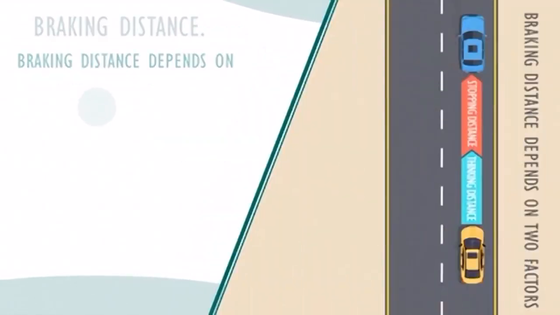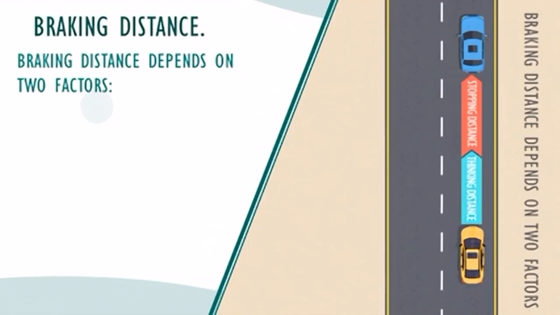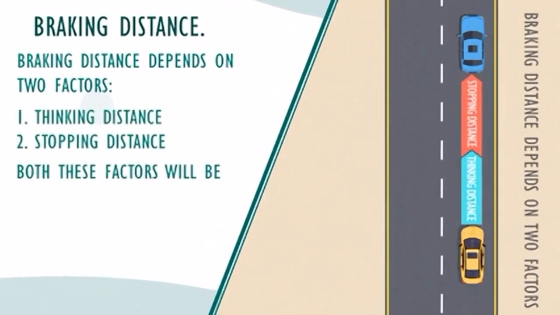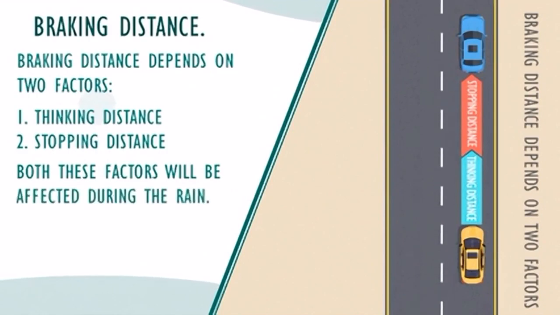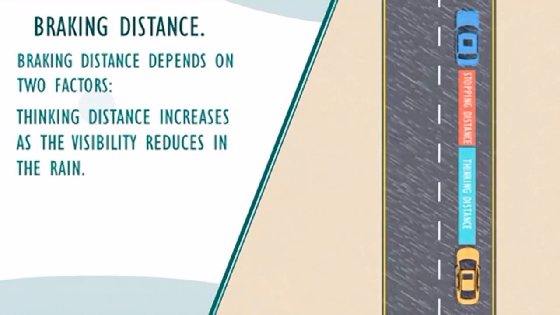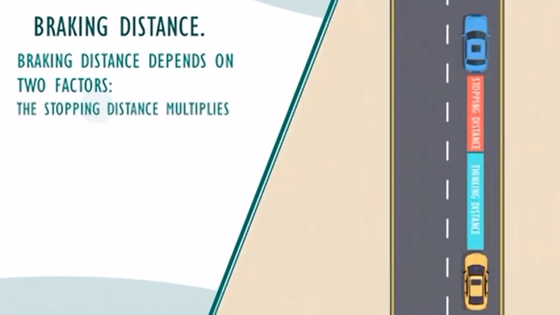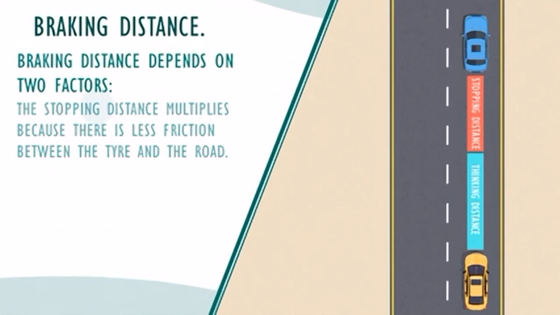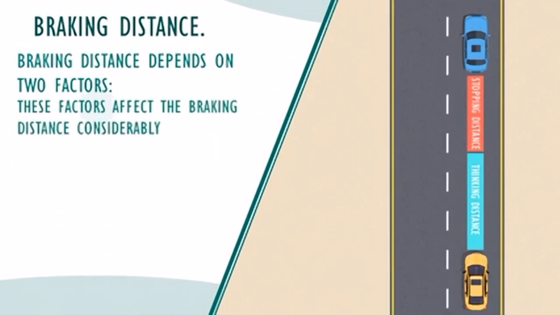Braking distance. Braking distance depends on 2 factors: 1. Thinking distance. 2. Stopping distance. Both these factors will be affected during the rain. Thinking distance increases as the visibility reduces in the rain. The stopping distance multiplies because there is less friction between the tires and the road. These factors affect the braking distance considerably.